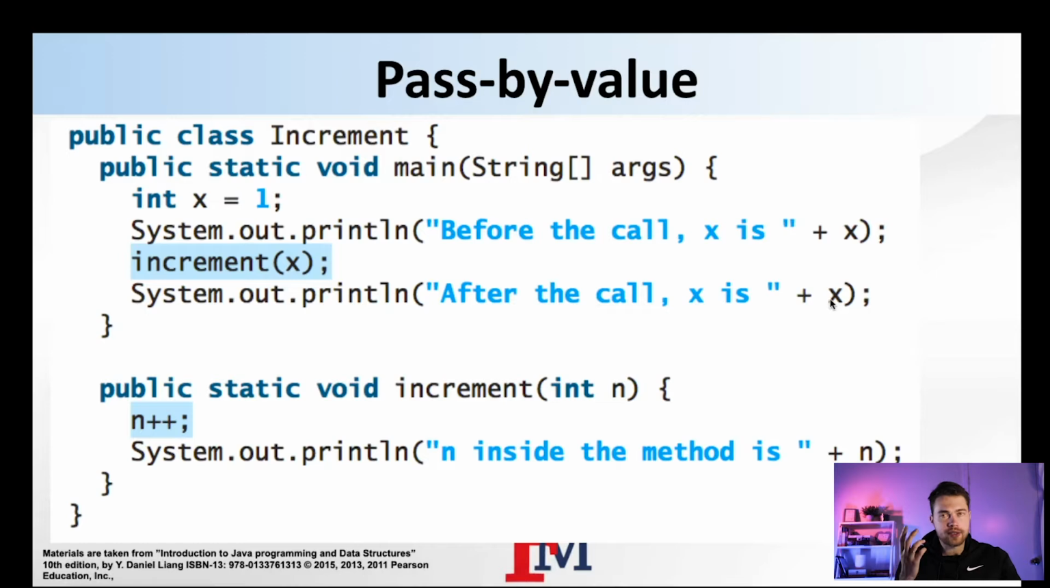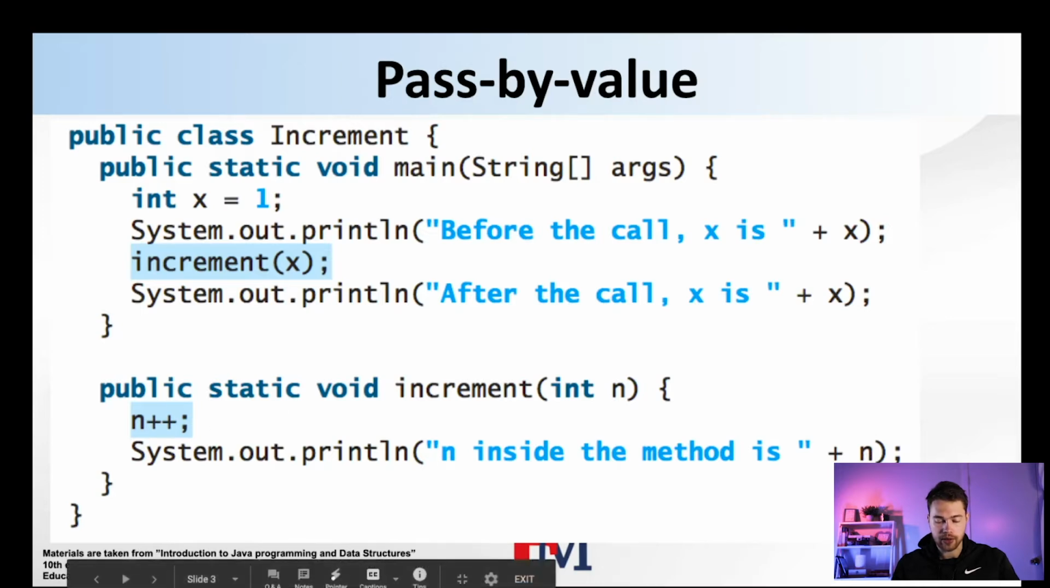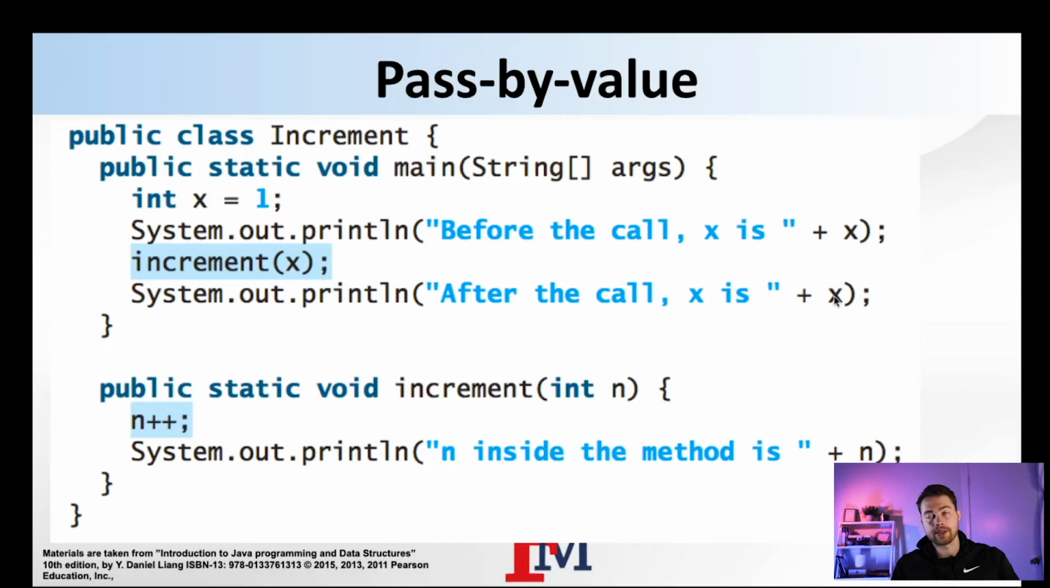Okay? So the whole idea, the whole trick is this. Obviously, here x is equal to 1, so we print out 1. Obviously here n is equal to 2, because n was 1, now it became 2. The question is, what is x here? Is it 1 or 2? Is that the same x, or is that x which is being incremented?